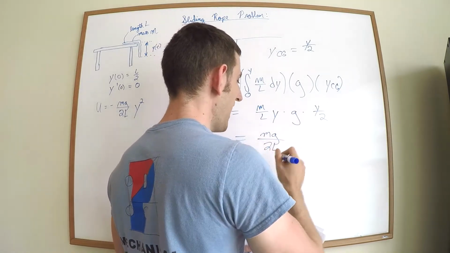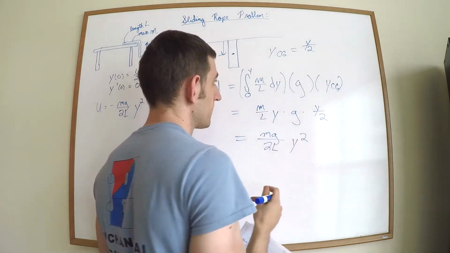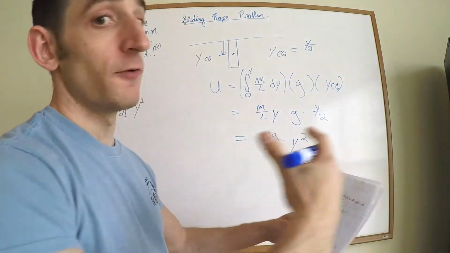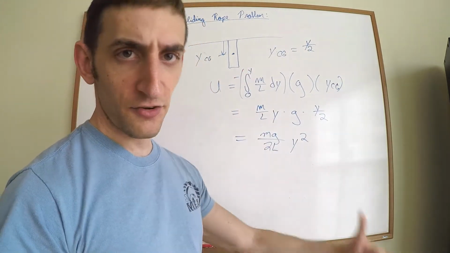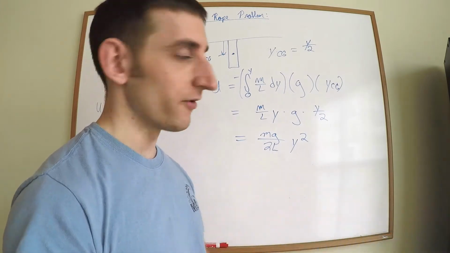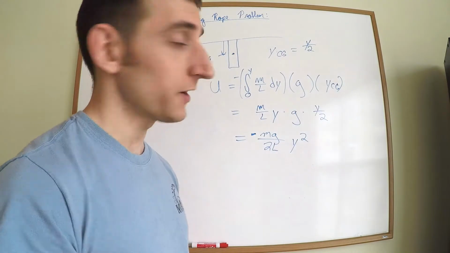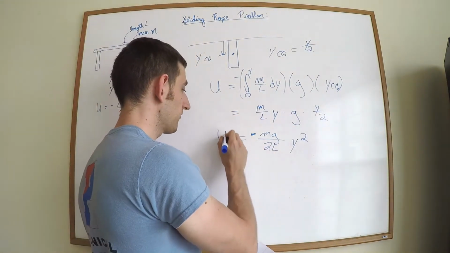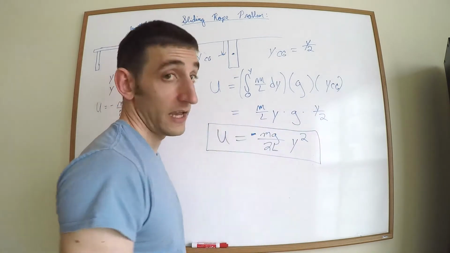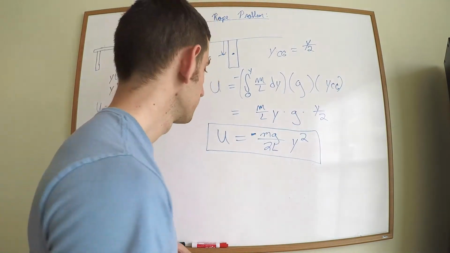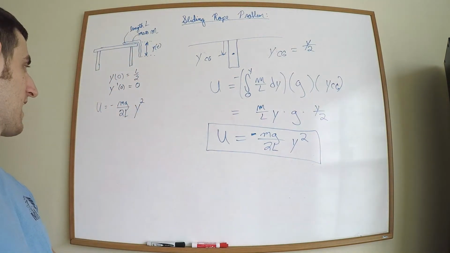MG over 2L, y squared. And again, it's going to be negative for the reasons I explained previously, because we're taking potential energy out of the system to convert it into kinetic energy. Or you could use the mathematical framework I explained previously, which will not fail you, because it incorporates the philosophy into the math. So again, bam, that's what we get. Bam, we compare it to that guy. Guess what?